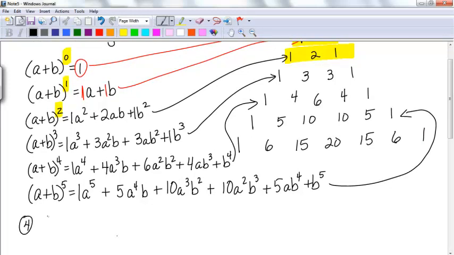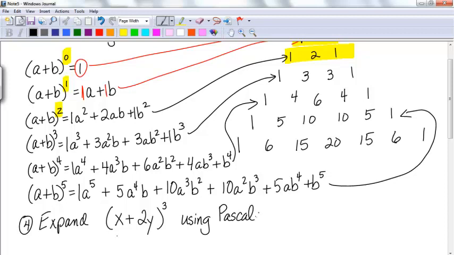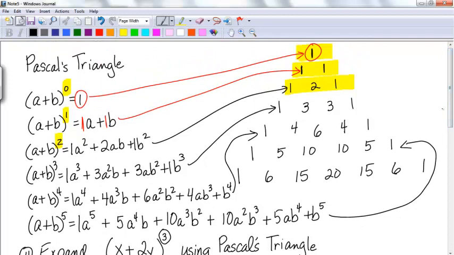Say they ask you to expand the quantity x plus 2y, and that quantity is to the third power, using Pascal's triangle. Okay, so if we want to expand this, first thing you have to do is look at this exponent. Exponent is 3, so we need to go down to which row? Fourth row. So here's first row, second row, third row. Here's the row we want.